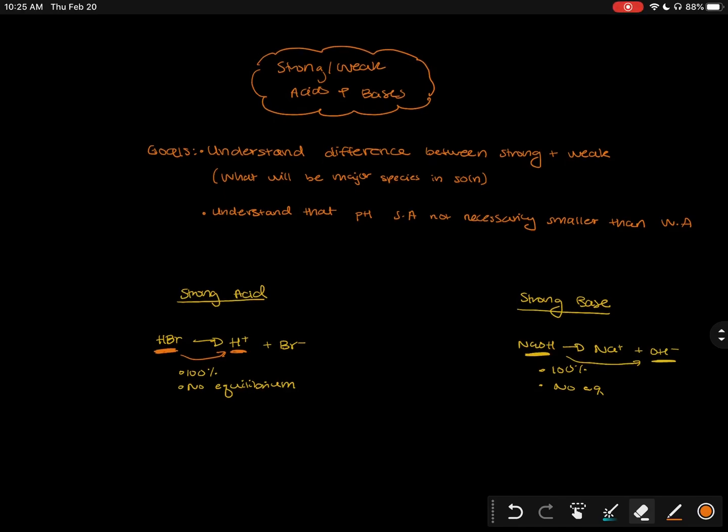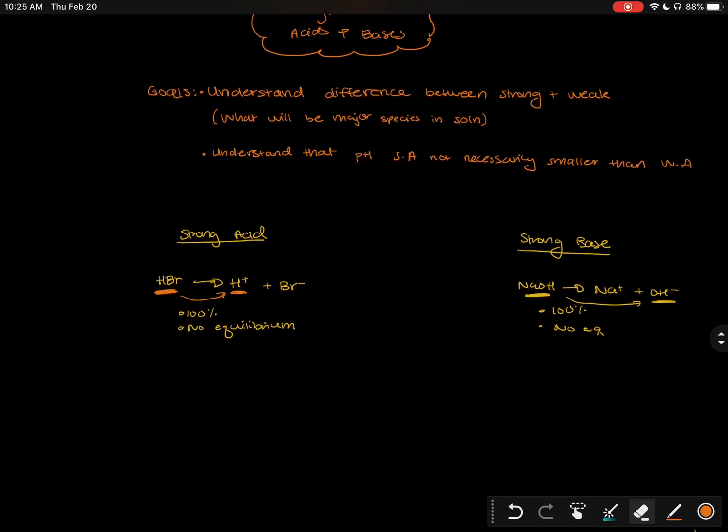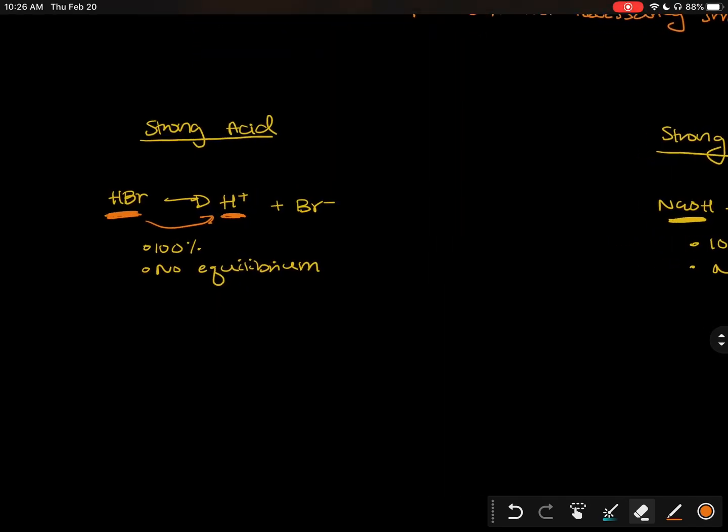Today we're going to be going over strong and weak acids and bases. The goal of this video is to understand the difference between strong and weak acids and bases and what will be major species present in solution, to also understand how to find the pH for all of these, and also to understand that even if something's a strong acid, that doesn't necessarily mean it's going to have a lower pH. So let's delve deeper into all of this right now.